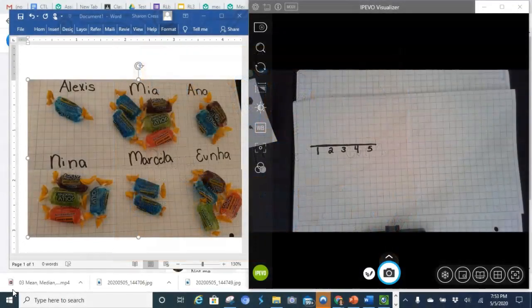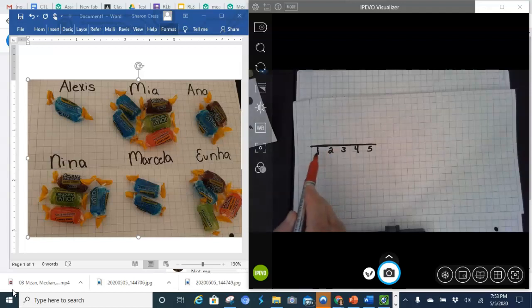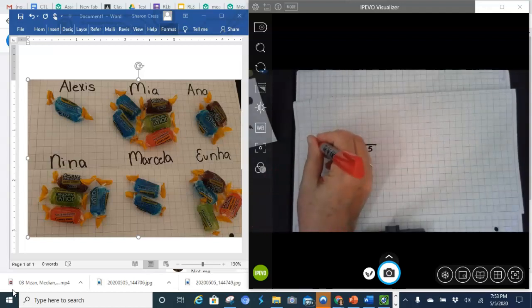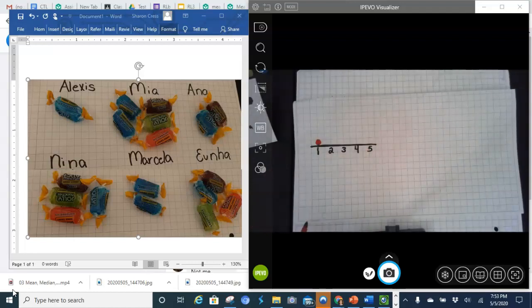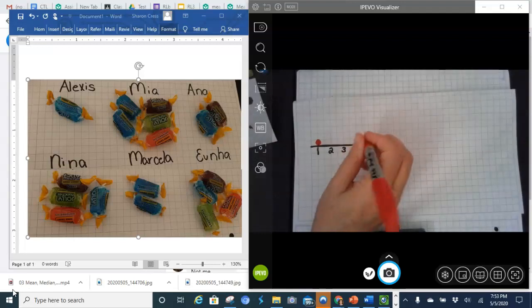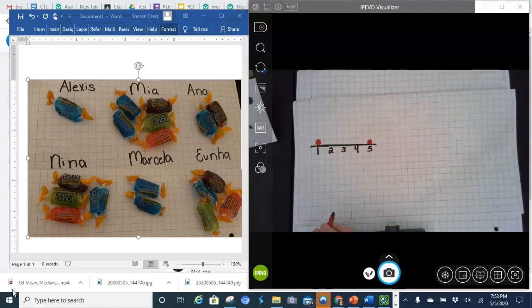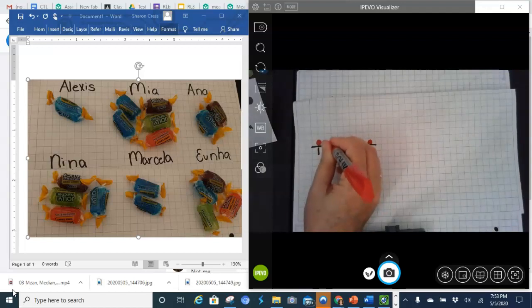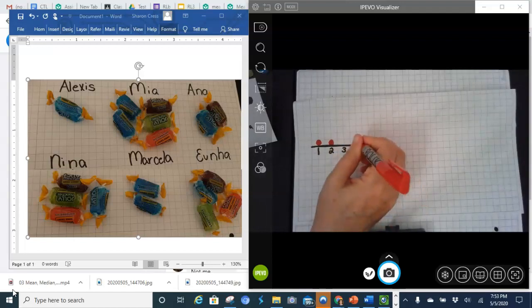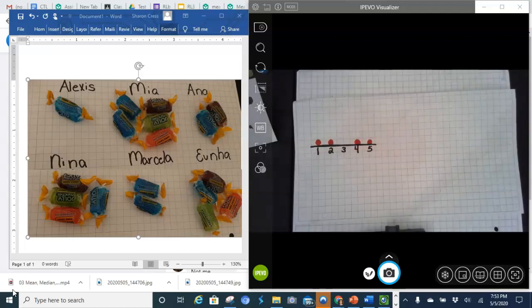So to organize this data, I'm going to put it into a dot plot. So the smallest number of candies is 1 and the biggest is 5. So I've made my line of 1 to 5. And Alexis has 1, so I'm going to put a dot at 1. Mia has 5, so I'm going to put a dot at 5. Anna has 2, so I put a dot at 2. Nina has 4, so I put a dot at 4.